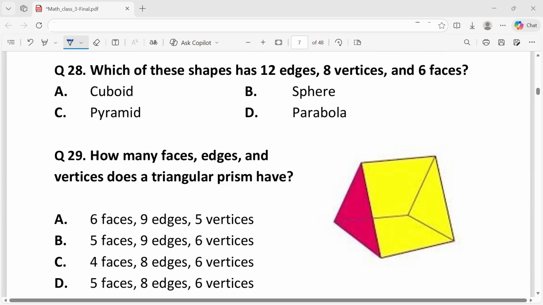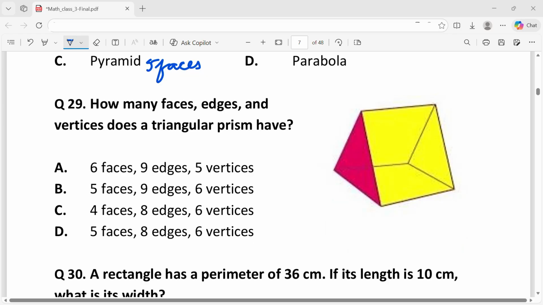Which of these shapes has 12 edges, 8 vertices and 6 faces? Answer is a cuboid that has 12 edges, 8 vertices and 6 faces. A sphere has 1 face, no edges or vertices. A pyramid has 5 faces, 8 edges and 5 vertices. And a parabola is a line. So the answer is a cuboid.